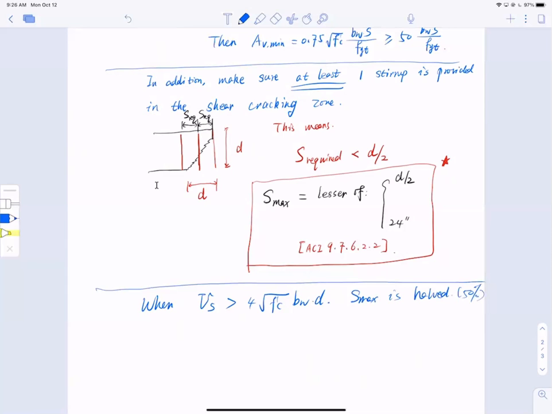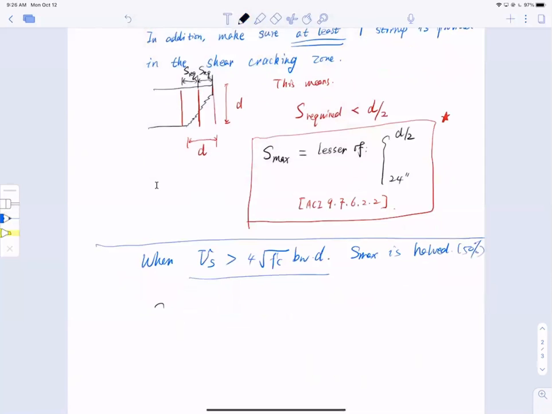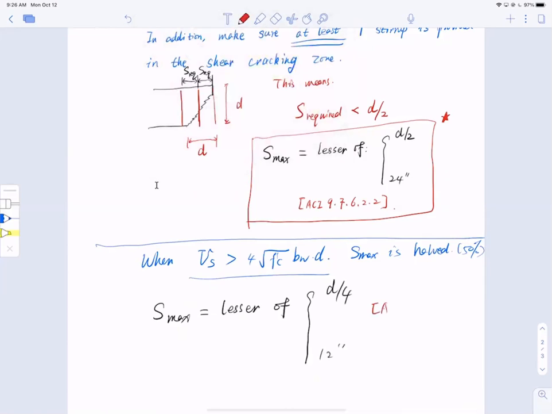And that's another requirement. So if you find out you have this scenario, then the S max requirement becomes the lesser of d over 4, and 12 inches. And this you can find in ACI 9.7.6.2.2.